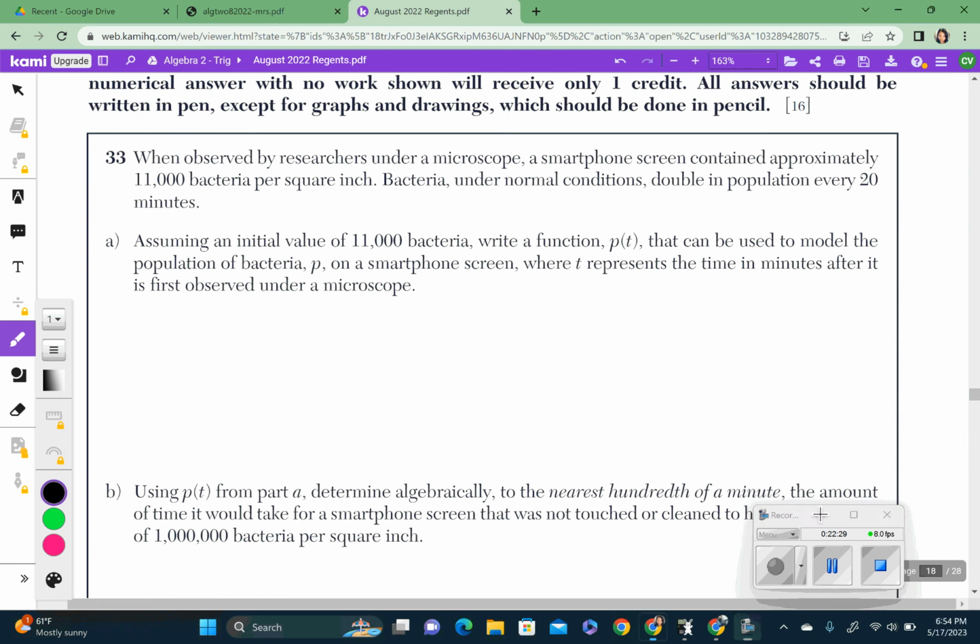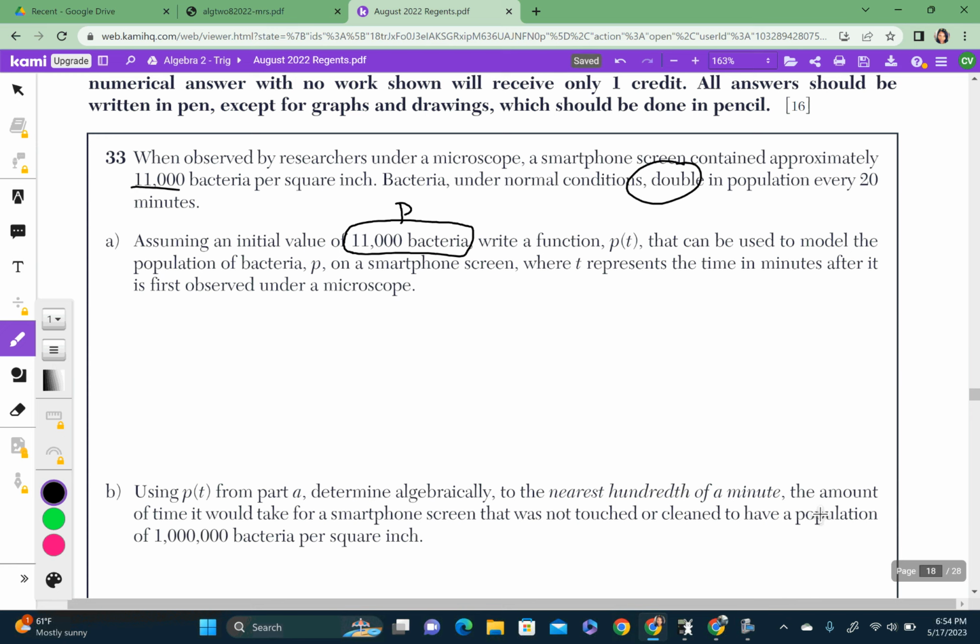All right. Question 33. This is a 4-pointer. So we're starting with 11,000 bacteria. That is our first amount. It's also over here. It says it doubles in population every 20 minutes. So we're going to take our time and divide this by 20, just so we know.